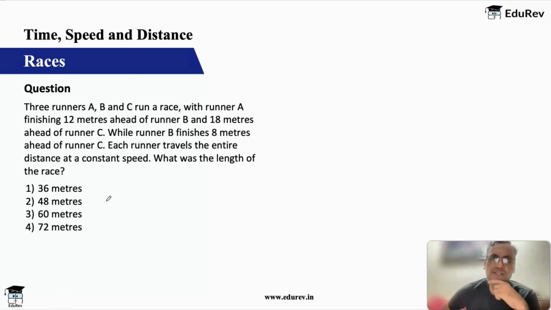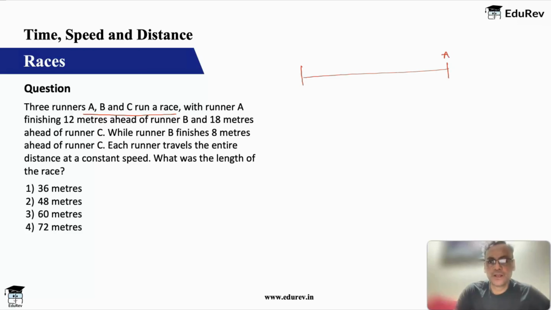So far in all the questions that we did, we knew the length of the track, but sometimes you also get questions where the length of the track is not known to us. For example, in this question. So let's see how we do this. 3 runners ABC run a race with A finishing 12 meters ahead of B and 18 meters ahead of C. So that is given to us.